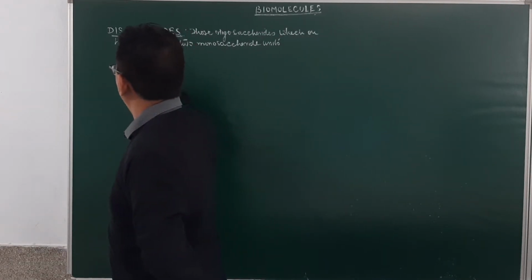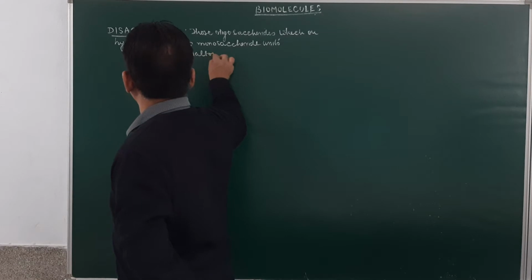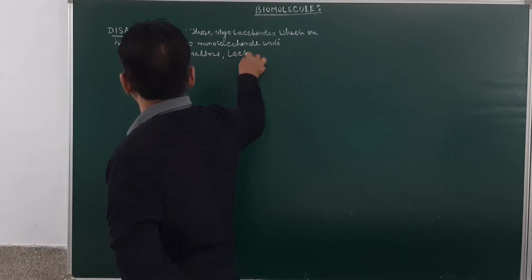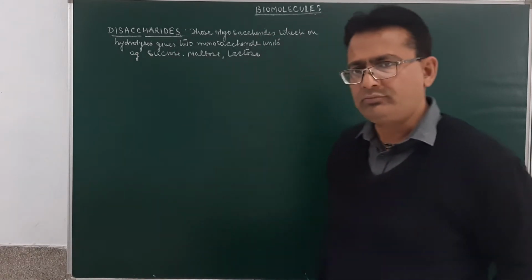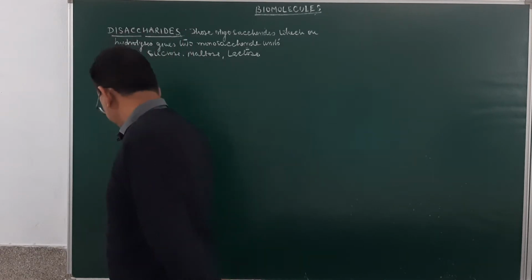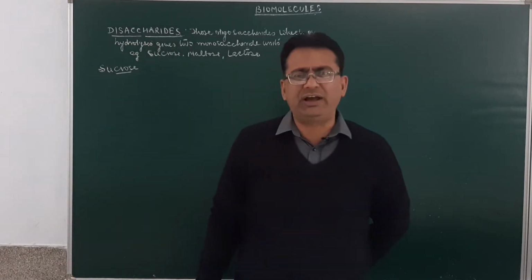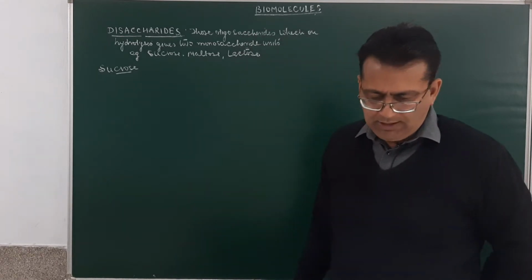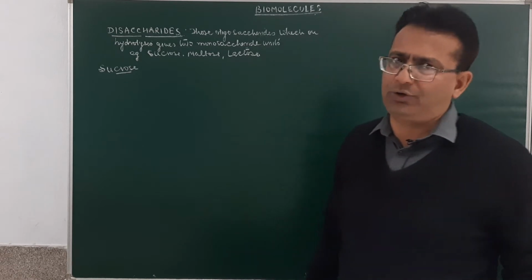Examples are sucrose, then maltose and then lactose. Students, we have to discuss the structure of all these three one by one. First of all, we will discuss what is sucrose. When we talk about sucrose, try to understand very carefully. These are those disaccharides which on hydrolysis give a unit of glucose and fructose.